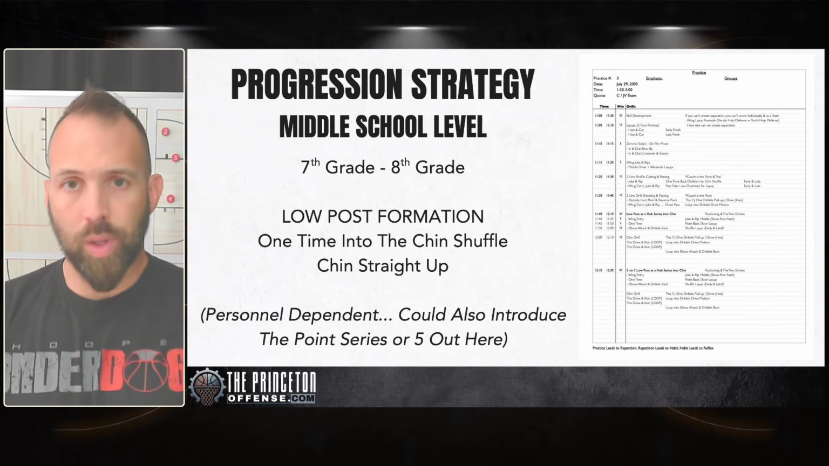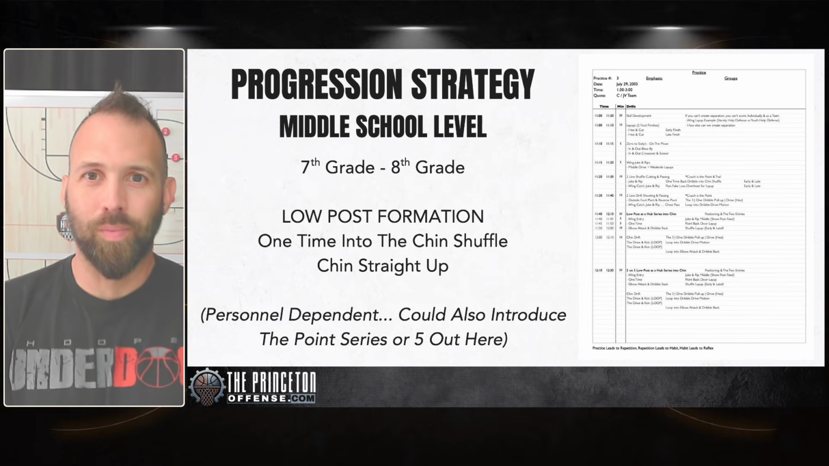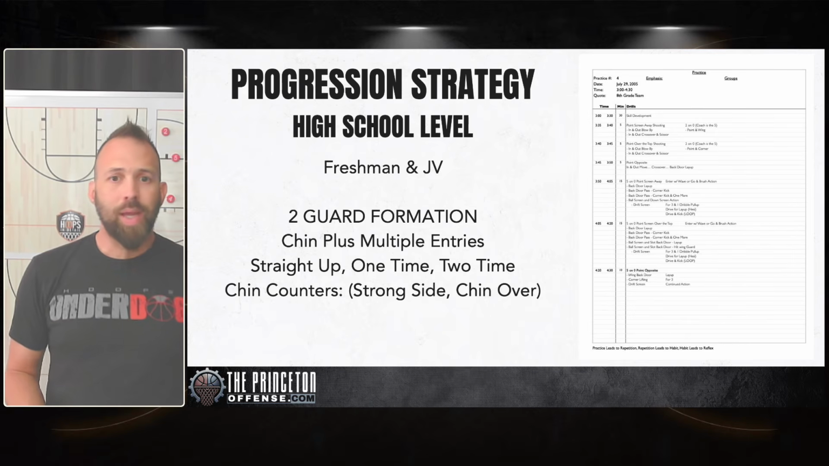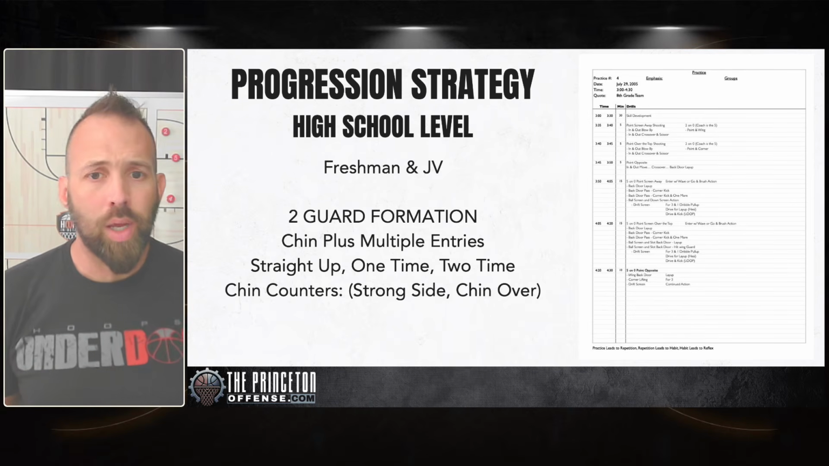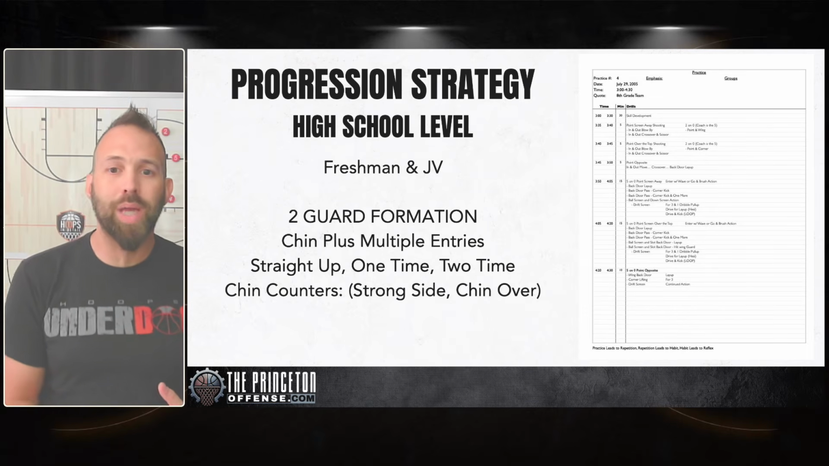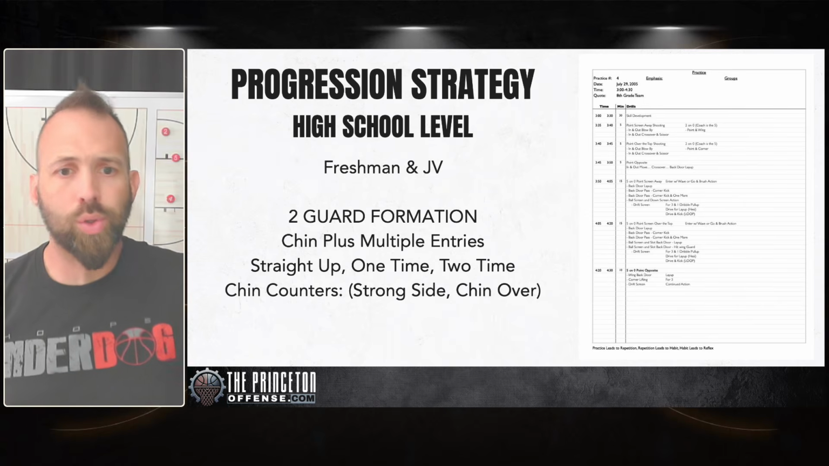Where the middle school, the 8th grade group was very good with the basketball in their hands. So going to freshman JV, let's go straight up 2-guard formation. Let's run chin plus multiple entries to get in the chin. Let's go straight up 1-time, 2-time, which is going to be easy because they did it in middle school.